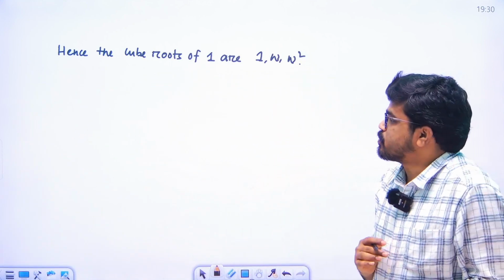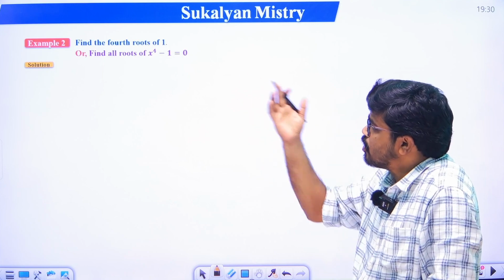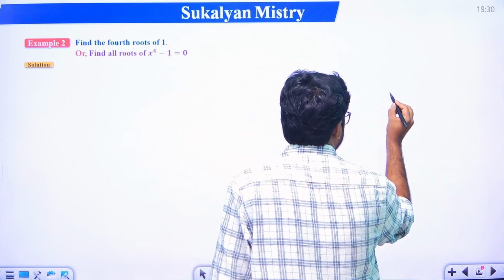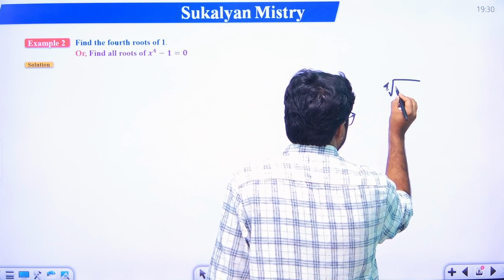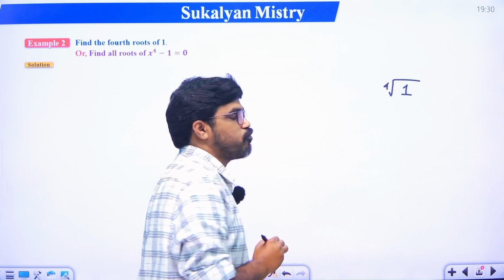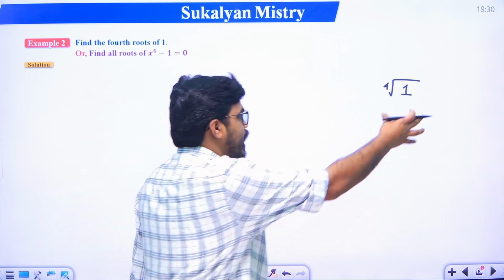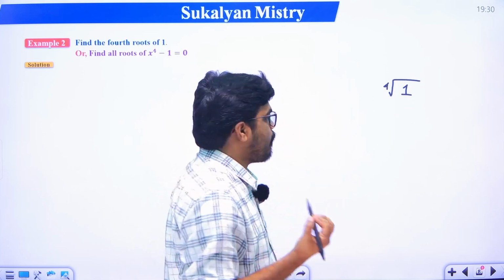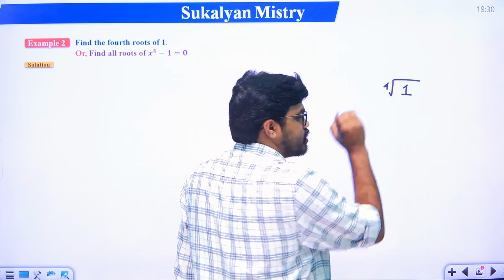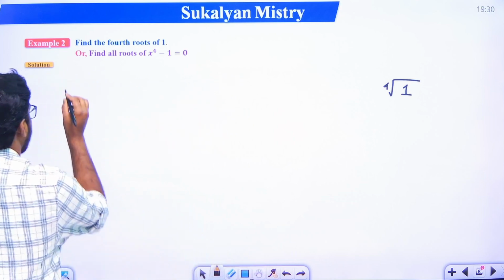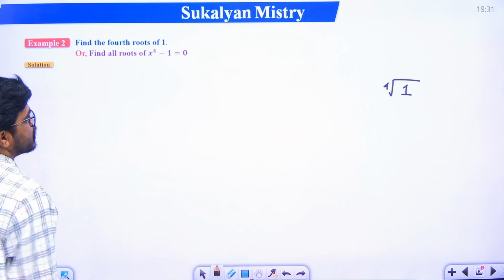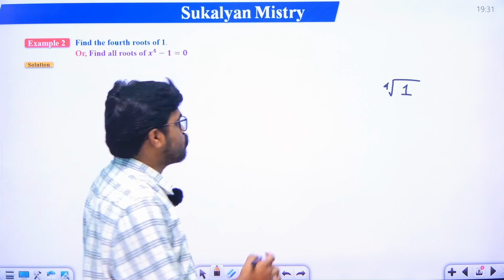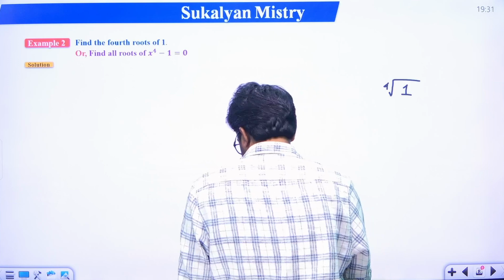So next problem, find the fourth roots of unity, that is fourth roots of 1. Find the fourth roots of unity. So we have to calculate this. Okay. So let x is equal to this. This problem and this problem are similar, or find the roots of this equation x to the power 4 minus 1 is equal to 0.